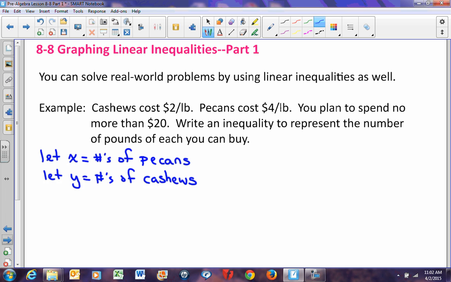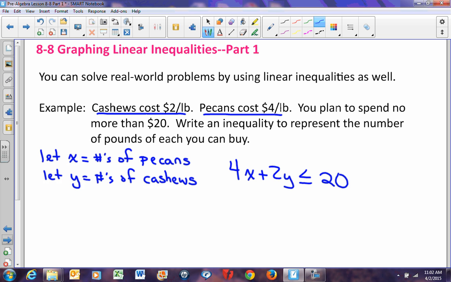Okay. So, if cashews cost $2 a pound and pecans cost $4 a pound, and I can't spend more than $20 because that's all I have, the cost of my cashews plus the cost of my pecans has to be less than $20. Okay, my pecans cost $4 a pound. So 4x plus my cashews cost $2 a pound, 2y has got to be no more than, I can go up to it, less than or equal to $20. I can go up to $20, but I cannot exceed $20. So 4x plus 2y is less than or equal to 20.